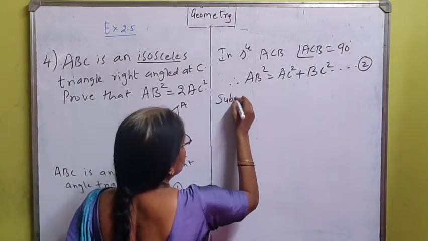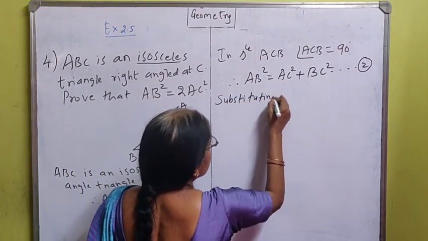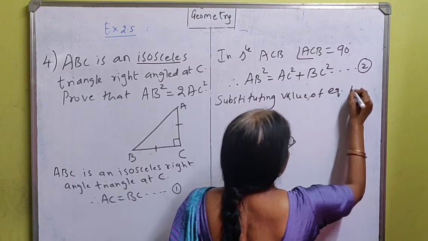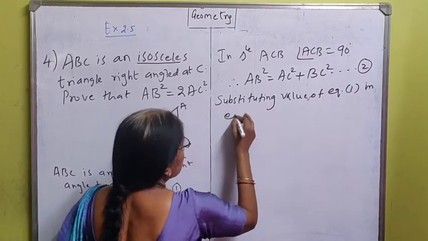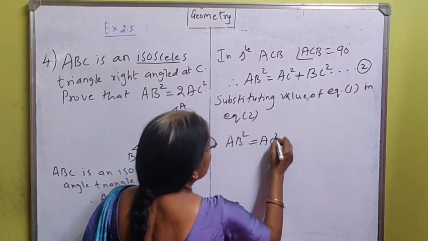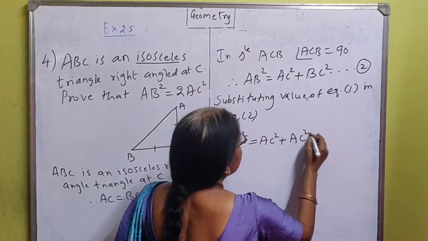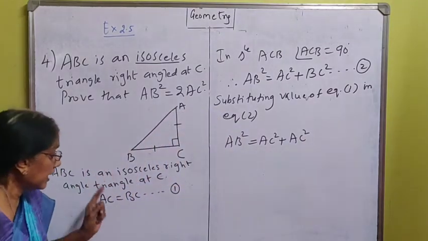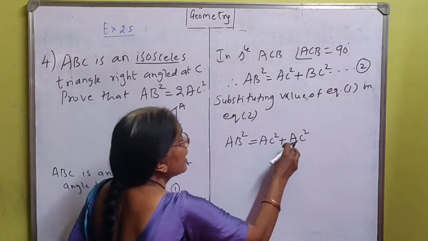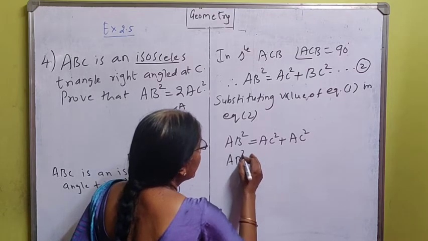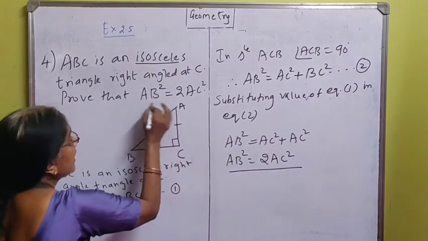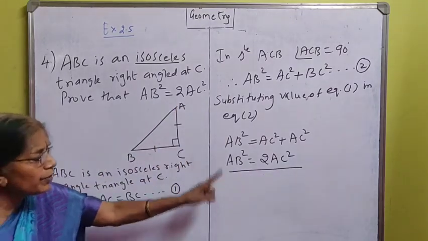So, substituting the value of equation 1 in equation 2, what shall I get? AB square is equal to AC square. Instead of BC, I am going to take AC. So BC square will become AC square. Now what shall I do? 1 AC square and 1 AC square, if I add, what shall I get? I get 2AC square. And what I wanted to prove, AB square is equal to 2AC square. So I have proved the sum.